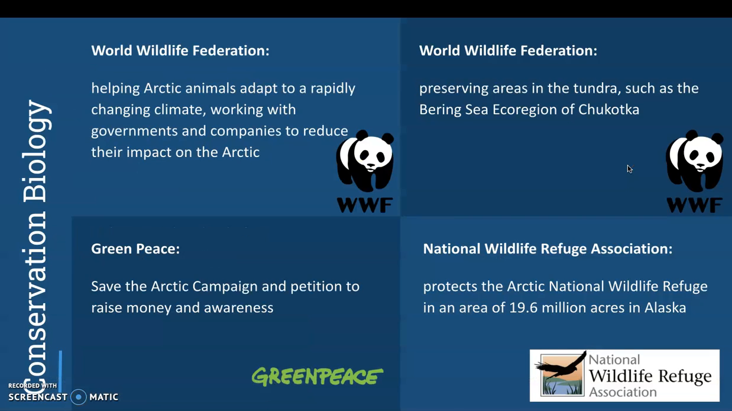Many groups are trying to preserve this area, so conservation biology in tundra, the main groups are WWF, World Wildlife Federation. First, they are helping Arctic animals to adapt in a rapidly changing climate, working with governments and companies to reduce their impact on the Arctic. And they are also preserving areas in tundra such as the Bering Sea ecoregion of Chukotka.